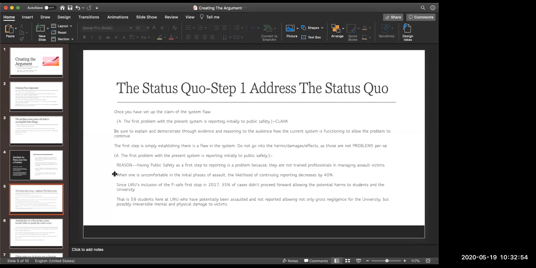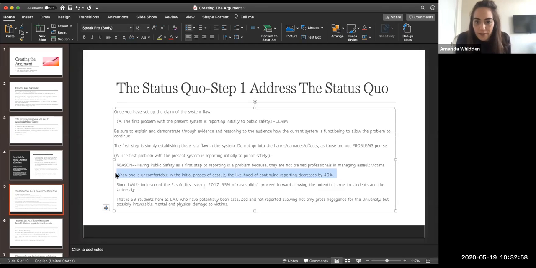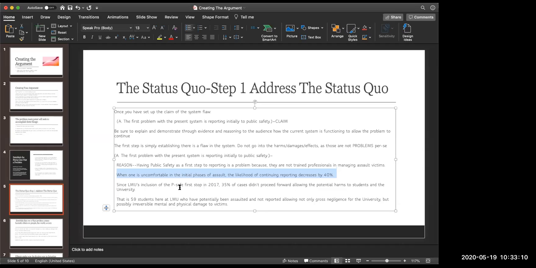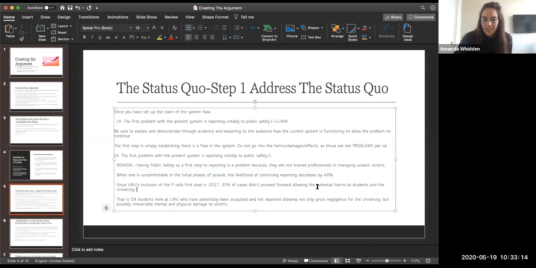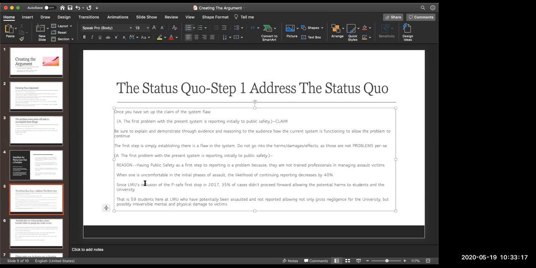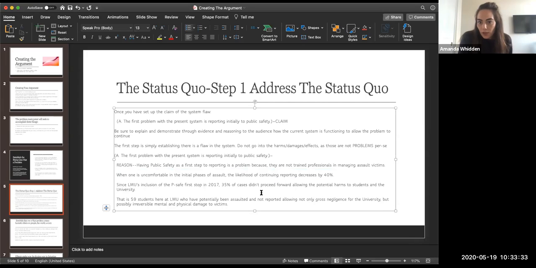If I had left, when one is uncomfortable in the initial phase of assault, the likelihood of continuing reporting decreases by 40%. Why is it a problem for reporting to decrease? And what does it go on to say in the next one? Since LMU's inclusion of the PSAFE first stop in 2017, 35% of cases didn't proceed forward, allowing the potential harms to students and the university. Right. So it allows potential harm. So when people don't proceed, the university has the opportunity to get harmed by those claims as well as the individuals, right?